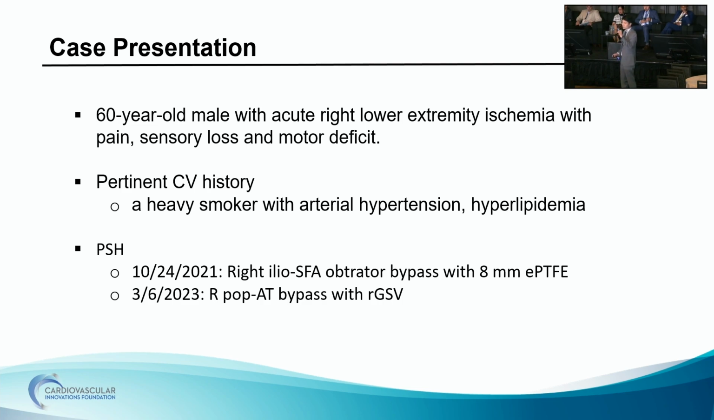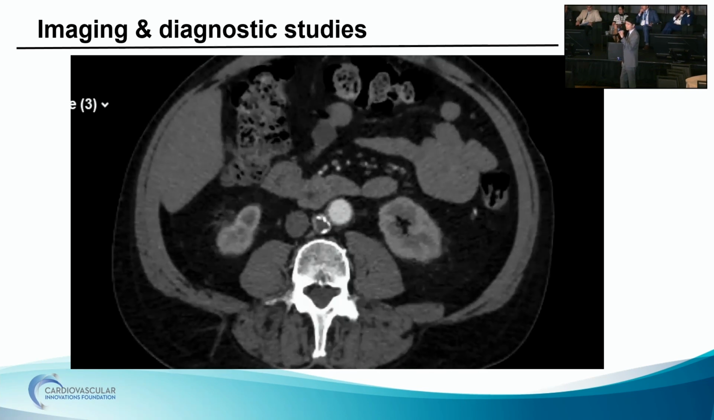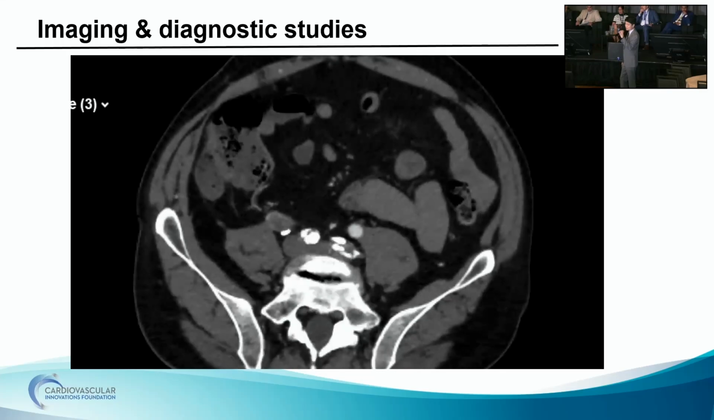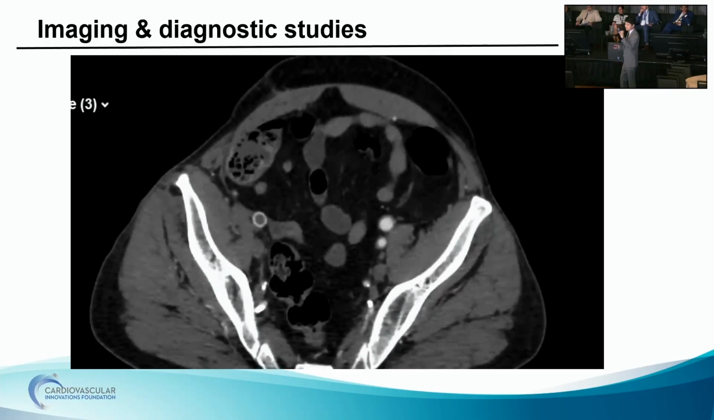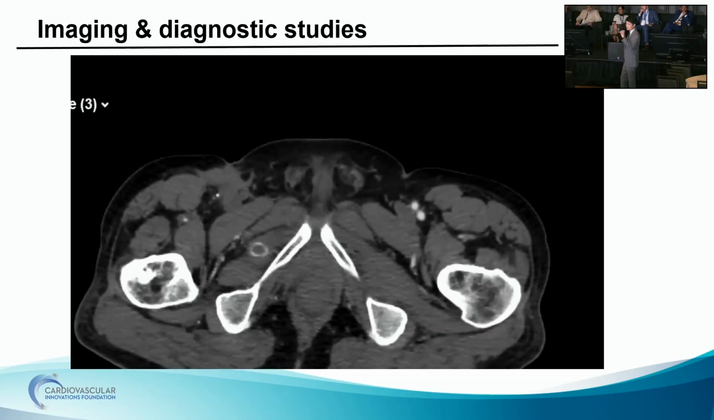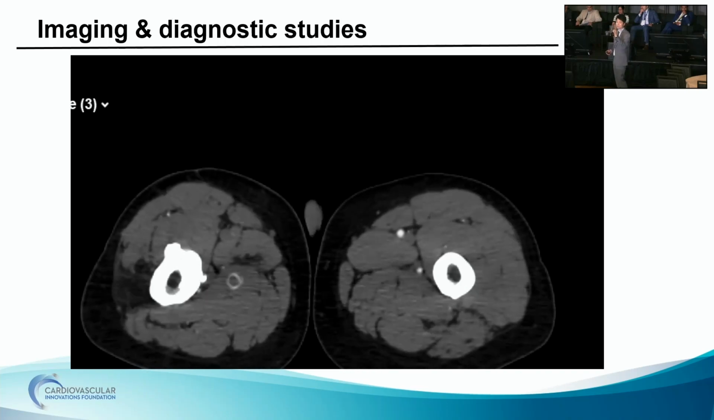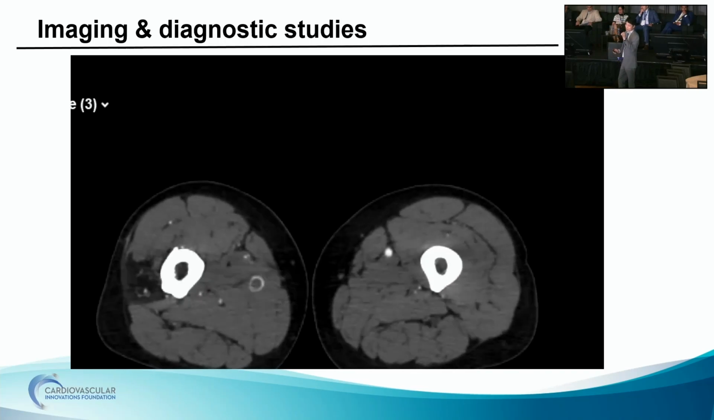The patient had a right ilio-SFA obturator bypass in 2021 and later also had a more distal bypass from the right POP to AT with reverse GSV. The patient presented with this CT scan, as you can see here. You'll notice occlusion on the right side, and the bypass is tunneled in the obturator canal and then coming into the SFA for the distal anastomosis. Fortunately, this patient had a patent right POP to AT bypass that stayed open despite this going down.